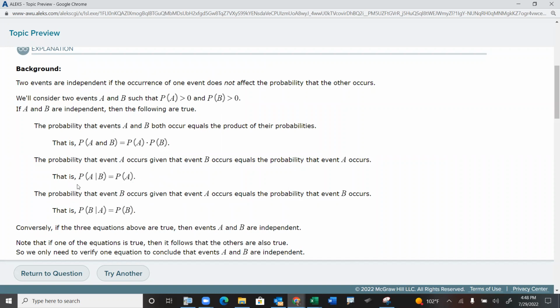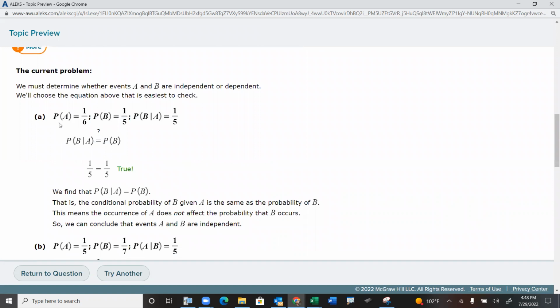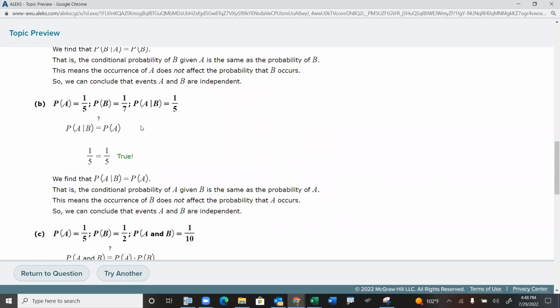So these two right here much more clearly state what I was saying originally, that if the two events are independent, then the probability of A doesn't change, even if B has happened, and vice versa. Okay, so we know that for part A, probability of A is 1/6, etc. And so we say, all right, well, the probability of B given A is still equal to the probability of B. Okay, 1/5 and 1/5. So yeah, it's true. They're independent events. How about for part B?